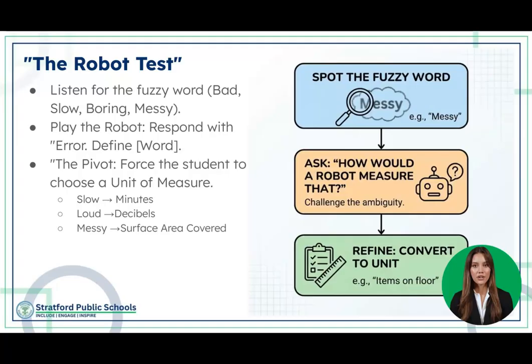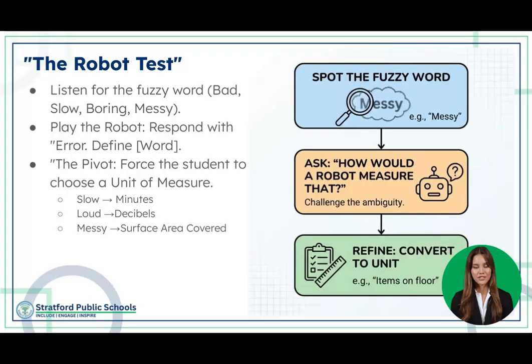So, how do you teach this tomorrow? You play a game called the robot test. When a student comes to you and says, "My plant looks sad," don't just give them water. Pause. Pretend to be a robot. Say, error, does not compute, define sad. Force them to translate. They might struggle for a second, but eventually they will say, "The leaves are drooping," or "The soil is dry." Now you have data.